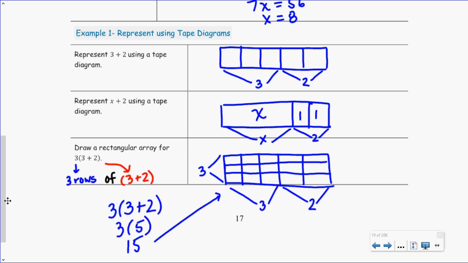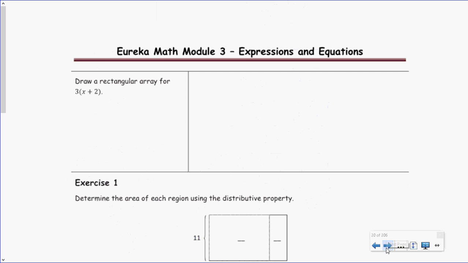So that's kind of combining the tape diagrams. More than one would make an array. Now what we're going to do, the last one here, it looks just like that, except instead of this 3, like there's 3 here, we don't know how many. So if you go to the top of page 18, we still know it's going to have 3 rows. So let's make that side.